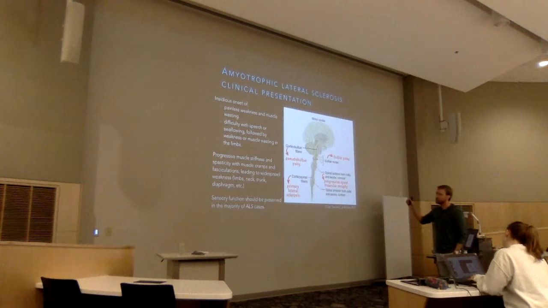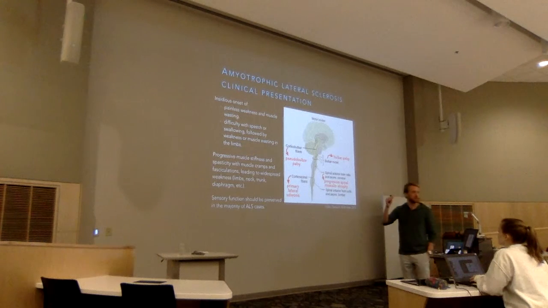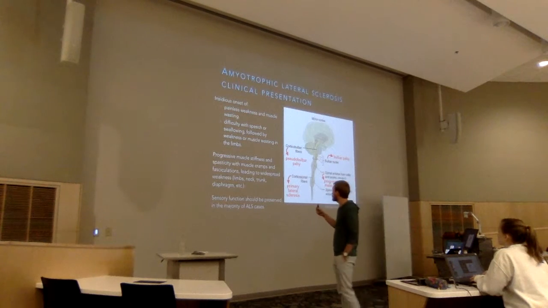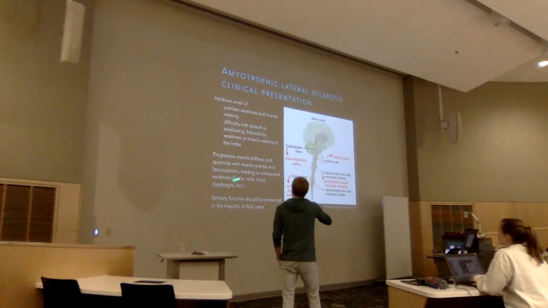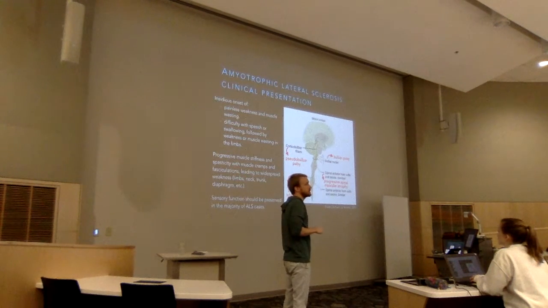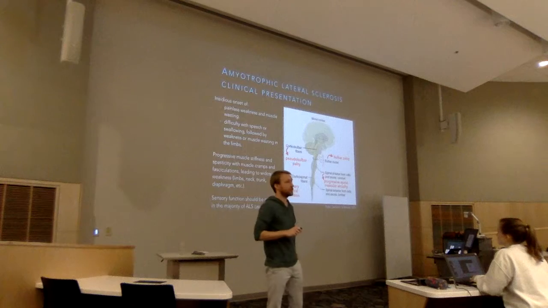As the disease progresses, you're going to see muscle stiffness. You'll see wasting of muscles, of course. You'll see these fasciculations occurring and widespread weakness. It's going to affect at least 3 of the 4 limbs.